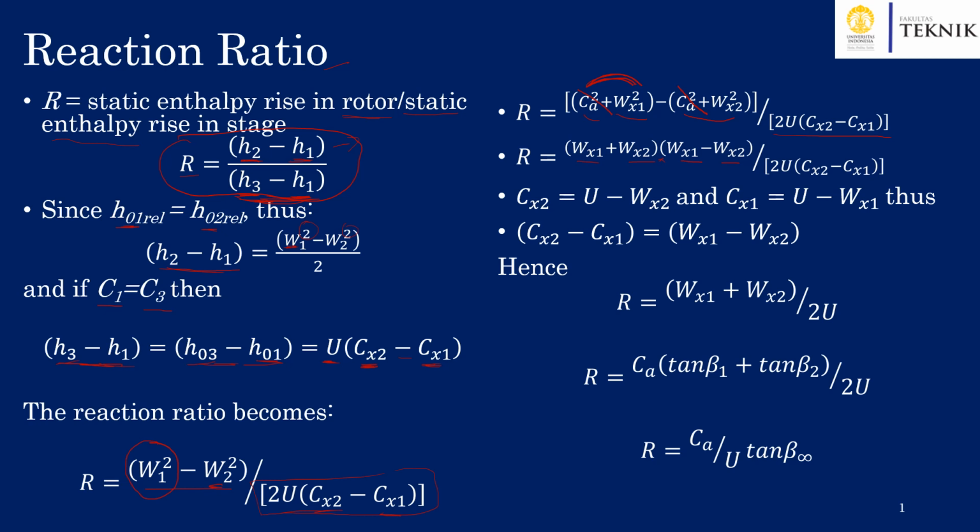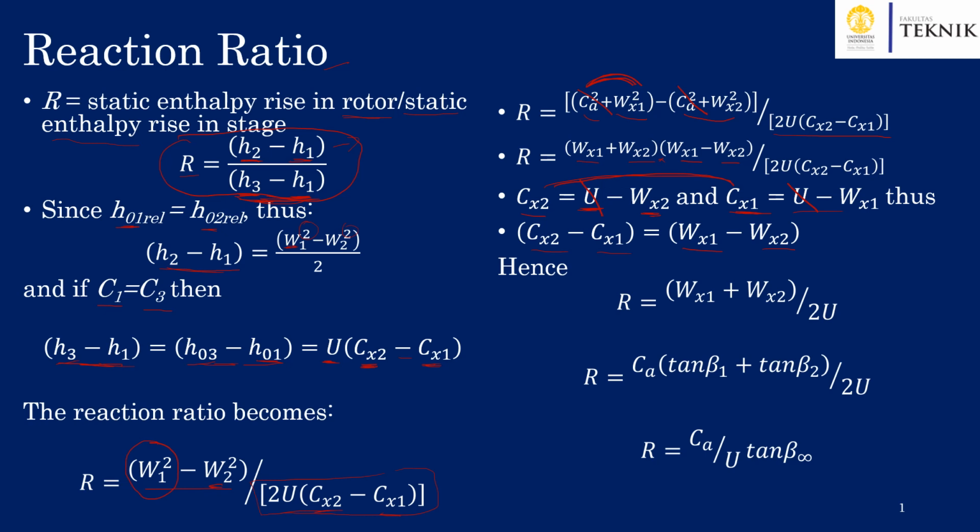Another look at the velocity triangle, we can see that the tangential component of the absolute velocity at the outlet of the rotor is equal to the rotational speed of the blade, or U, minus the tangential component of the relative velocity, or Wx2, and it is also the same for the conditions at the inlet. So we can combine these two equations and write it down as Cx2 minus Cx1. It will cancel U on both sides, then we get Wx1 minus Wx2 equal to Cx2 minus Cx1.